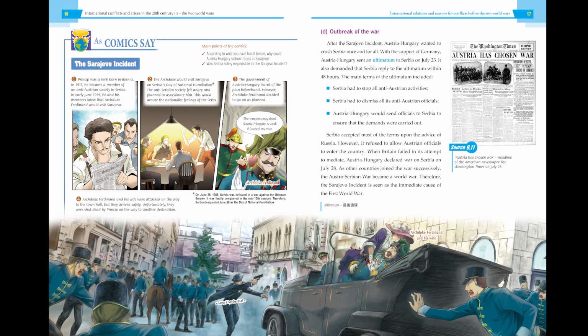3. The government of Austria-Hungary learned of the plan beforehand. However, Archduke Ferdinand decided to go on as planned. 4. Archduke Ferdinand and his wife were attacked on the way to the town hall, but they arrived safely. Unfortunately, they were shot dead by Princip on the way to another destination.